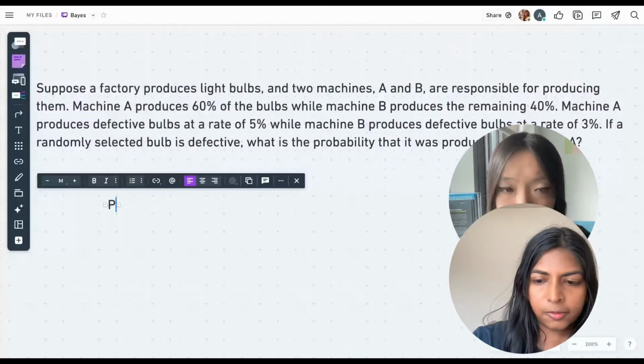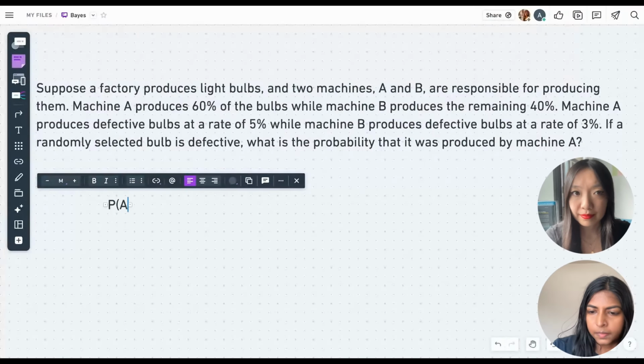Okay. So reading this question, I can see that it involves calculating conditional probabilities, because essentially we have to calculate the probability of a certain event given another event. So keeping that in mind, I think Bayes' theorem is what I would use to solve this problem. So I'll first start off by just writing the formula for Bayes' theorem. Let me just go ahead and do that.